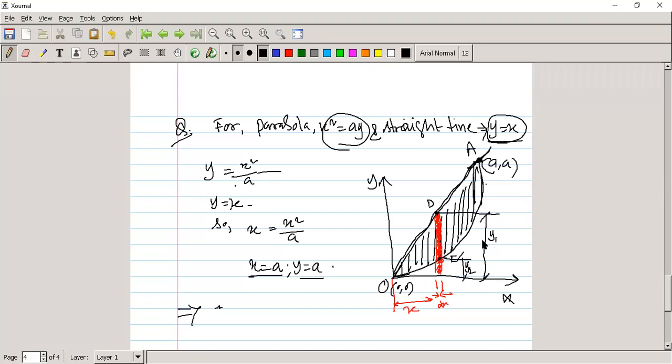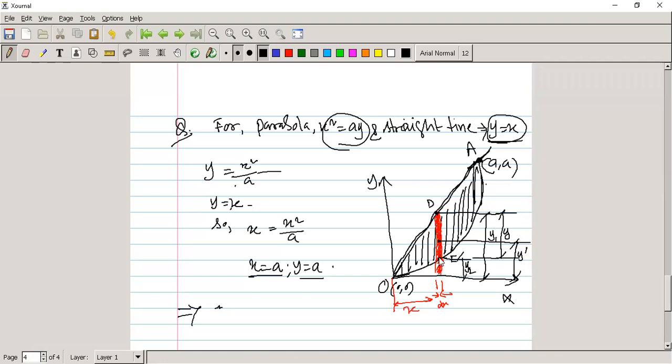Clear? And y1 minus y2, consider this as y, and the middle portion of this section, consider this one as y dash. So it is clear. So how many points are there?